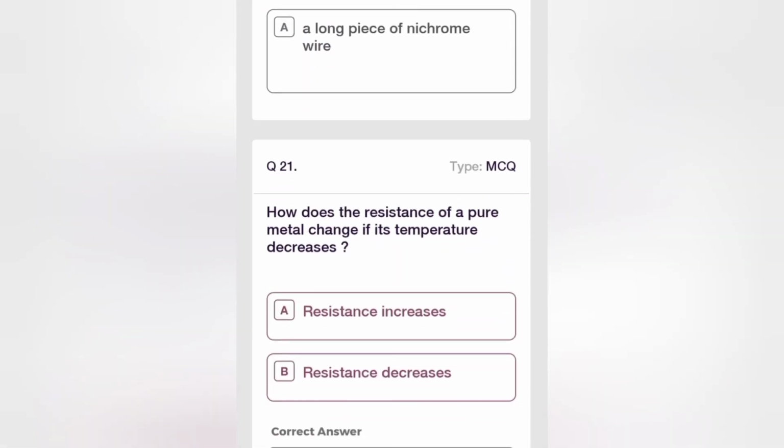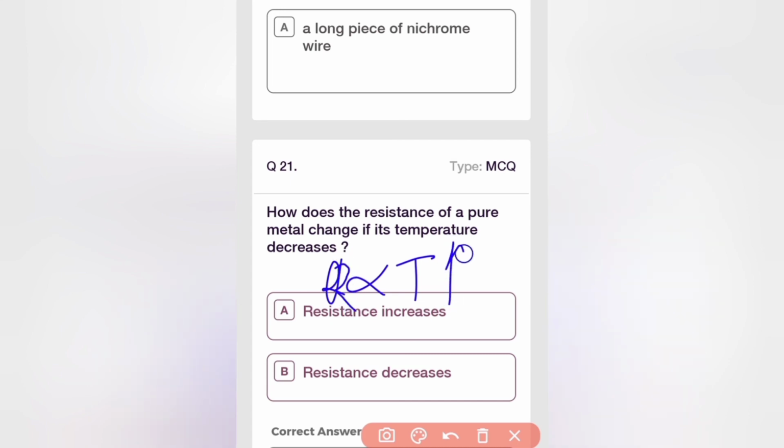How does the resistance of a pure metal change if its temperature decreases? See, I told you that the resistance is dependent on temperature. As the temperature increases, the resistance will increase. When the temperature decreases, resistance will decrease. So here the resistance will decrease with the decrease in temperature. Option B is the correct answer.